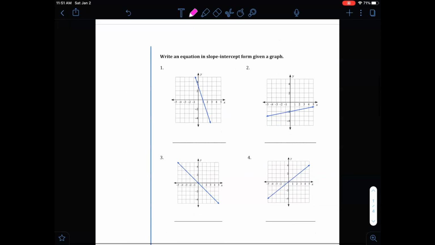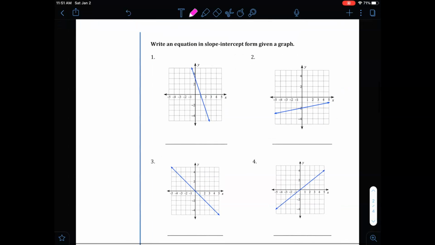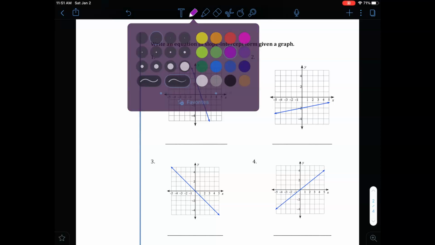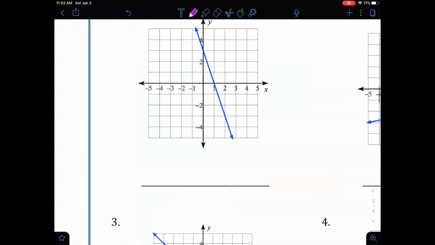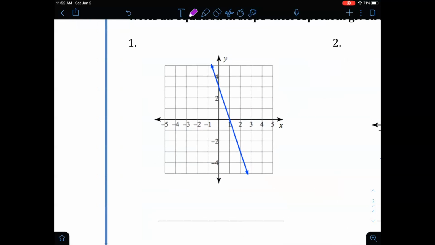Okay, we now write an equation in slope-intercept form given a graph. This one we're going to have to find our m and our b, and then we're going to have to write an equation. So let's do 1 and 3 together, and you guys will try 2 and 4 on your own. All right. So number 1, we have this graph here. The first thing we want to do is figure out 2 points. We want to find the b, the y-intercept, and we want to find another point to be able to figure out the slope. So here's b, which is right there, and here's the other point.